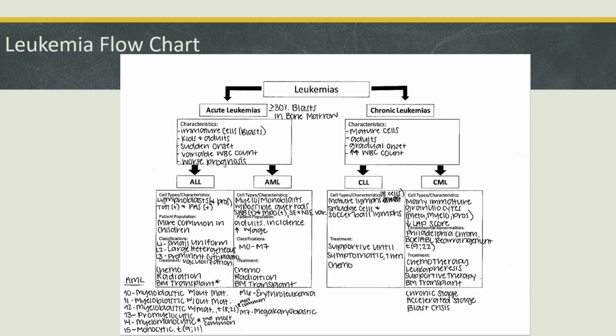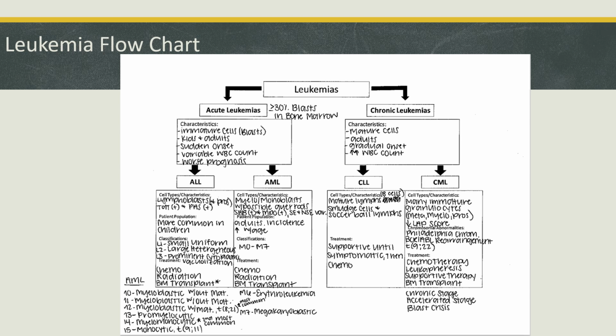Okay, so in terms of our AML classifications, we have M0 to M7. The first one is going to be myeloblastic without maturation. This is going to stain negative for all cytochemical stains. Even though it is myeloblastic or myelocytic, the stain does not take. And then we might have myeloblastic without maturation. This one will take a couple of the cytochemical stains, so refresh yourself on that.